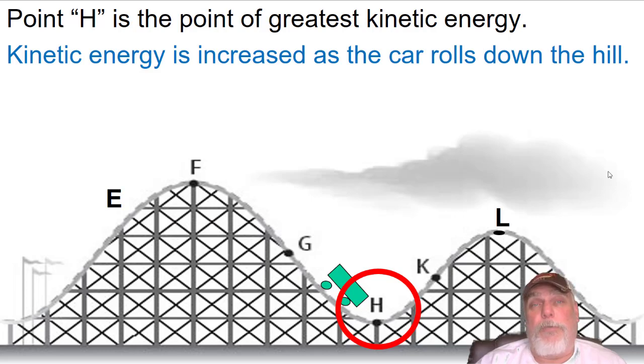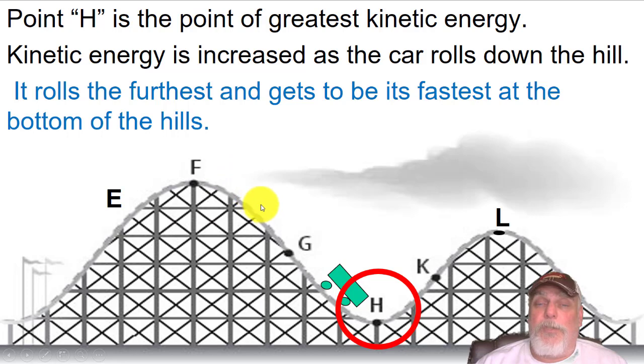The car gets faster and faster as it rolls down the hill. As it rolls to its furthest point down, that is going to be its fastest point. So as it's here at F, it's going to start going faster and faster and faster, and that point H at the bottom of the hill will be its fastest speed.